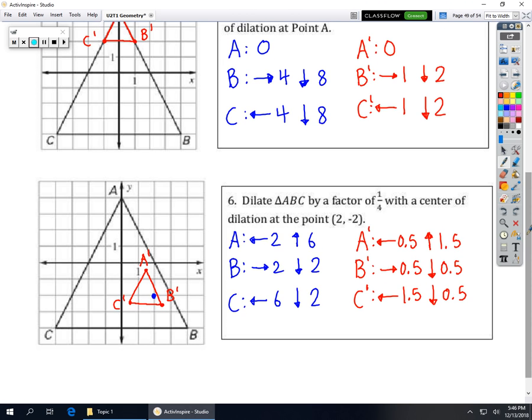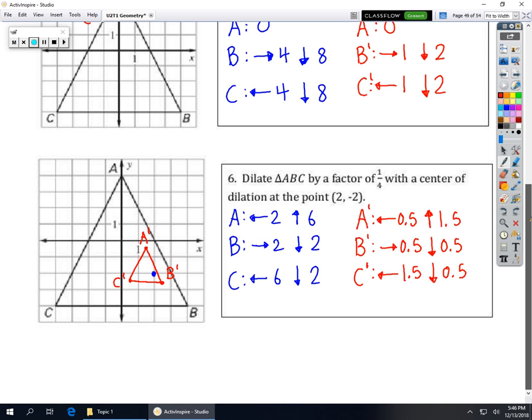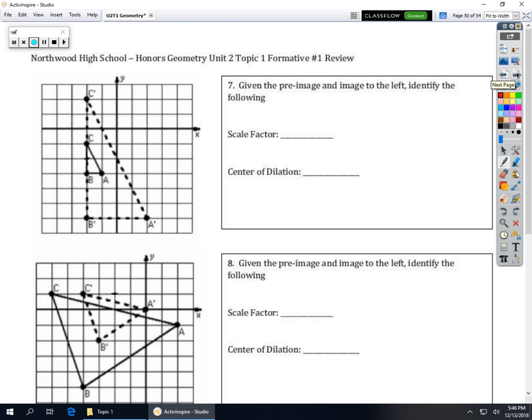So having the same scale factor will keep the size consistent, but the position depends on the point of dilation, or the center of dilation. So that's an interesting fact. Okay, so now here, they have given us a dilation, and what we need to do is figure out what the scale factor is and what the center of dilation is.